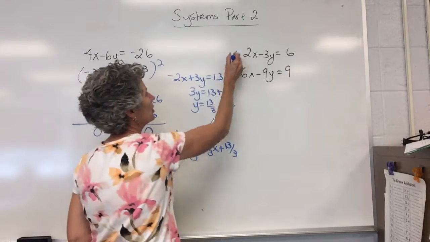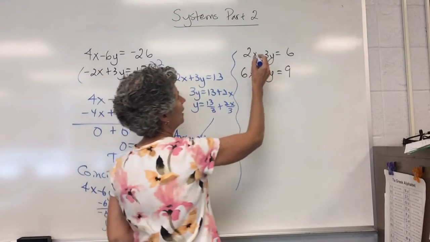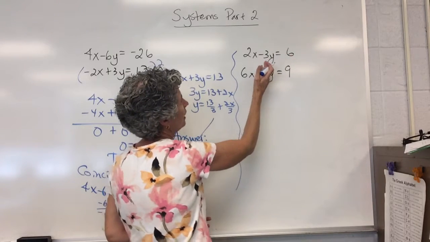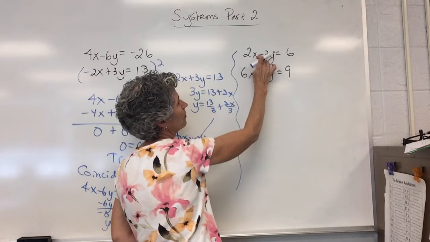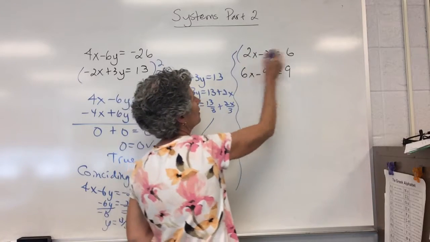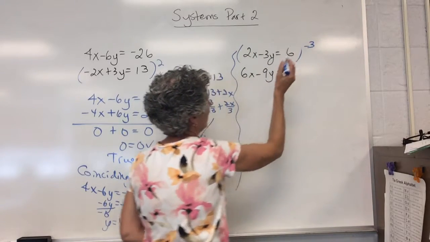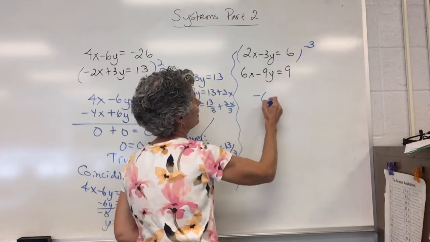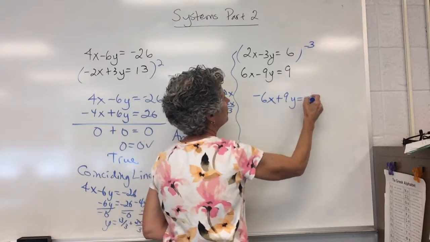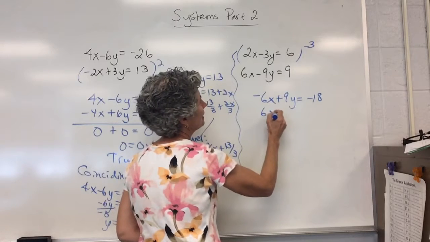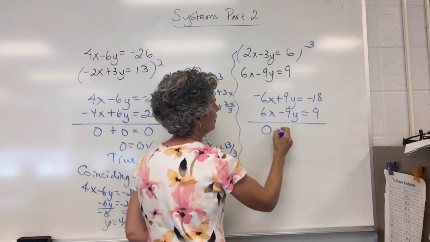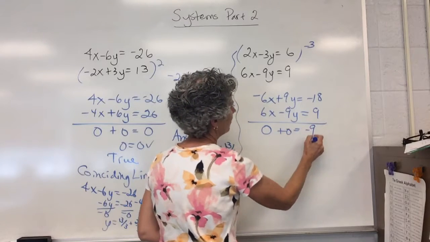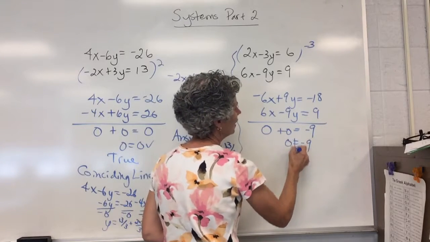This one over here, we see we get a similar situation in that, let's say I want to eliminate the y's. If I multiply this by positive 3, negative 3, I'd get a positive 9 and a negative 9. And again, you want them to have opposite coefficients. So negative 6x plus 9y equals negative 18, and 6x minus 9y equals 9. So I get 0 here, 0 here, but negative 9. So 0 equals negative 9. No, that's false.